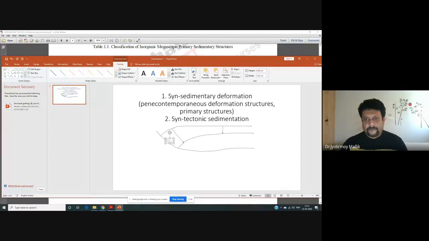and this we call syntectonic sedimentation. But since sedimentary deformation is while the sedimentation is happening, sedimentation here is the primary process, and while the sedimentation is happening, there is some sort of deformation as well. So be very careful what is asked in the question, whether it is syn sedimentary deformation, then your answer will be different, or it is syntectonic sedimentation, then your answer will be different. Okay. I hope I could make this point clear to you.